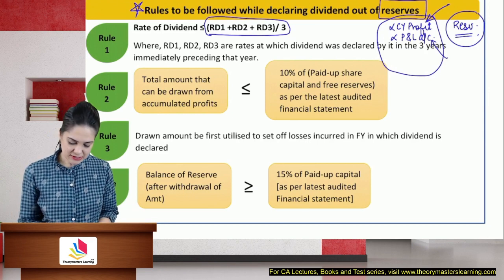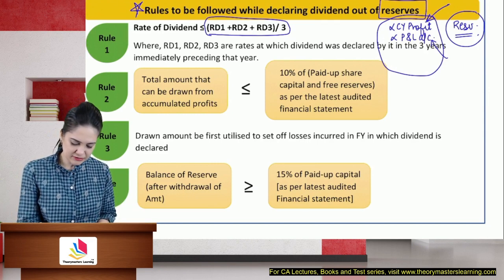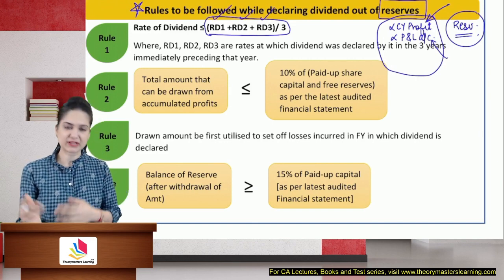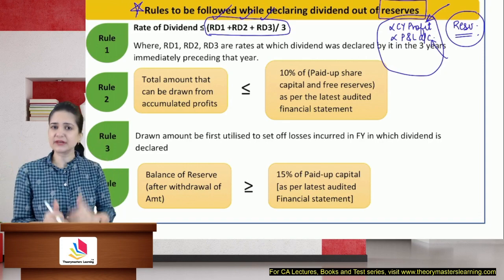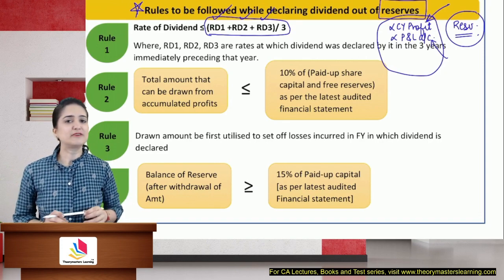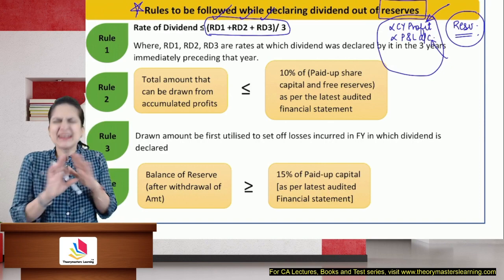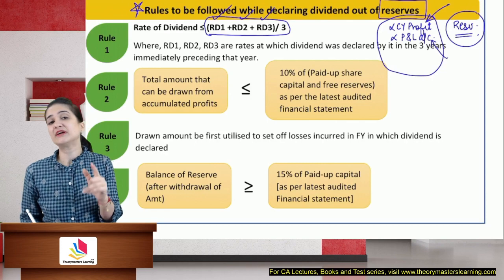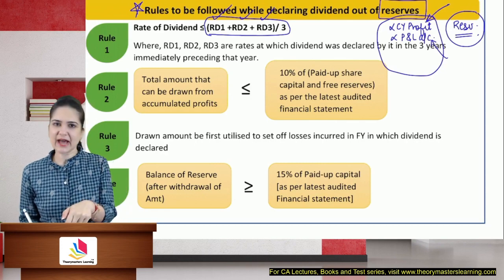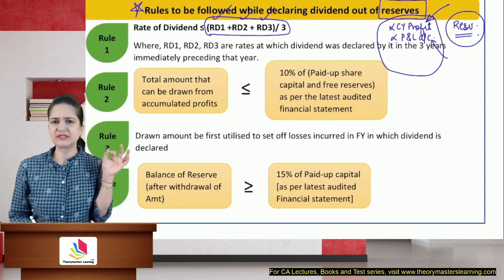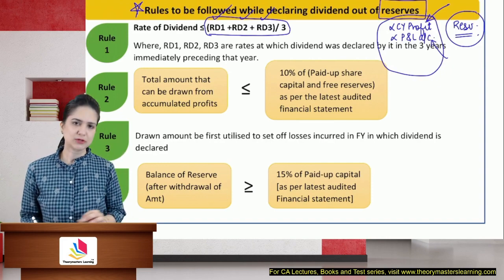So what I will do is calculate the dividend rate of the first year, second year, third year, and then calculate an average. Whatever dividend I declared in the current year, the rate should be less than this. All right. Next, if I have not declared dividend in any of these 3 years, then this provision will not apply. But if I have declared dividend in 2 years, not in 1 year, then this average can be calculated. But if I have not declared dividend in any of these 3 years, then this rule will not apply, obviously.